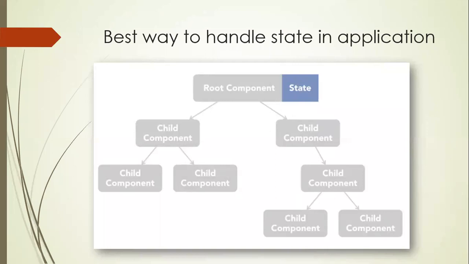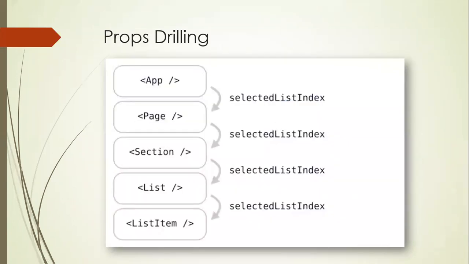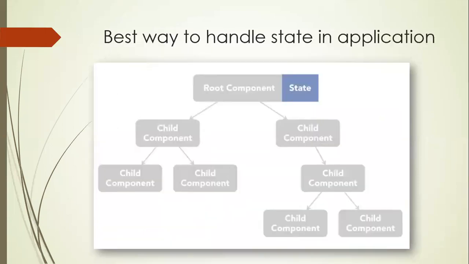The best way to handle the state in an application is to keep data in a root level state. Assume we have a data structure like this, and for every component you have a state here. Suppose you maintain data at the parent level, and I want to catch the data and display it in the lowest child.